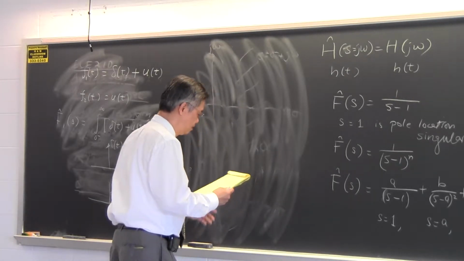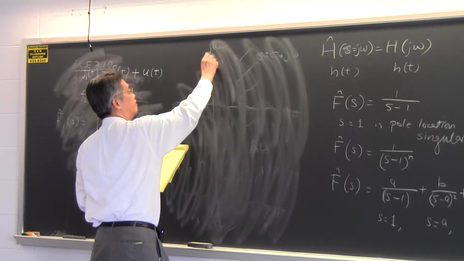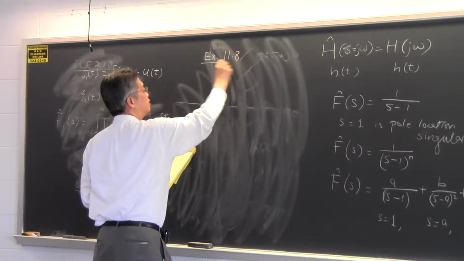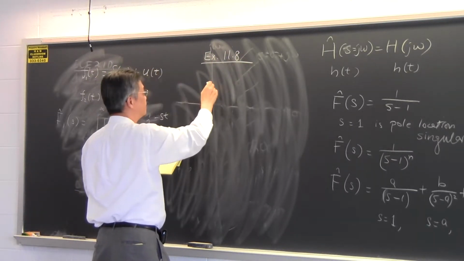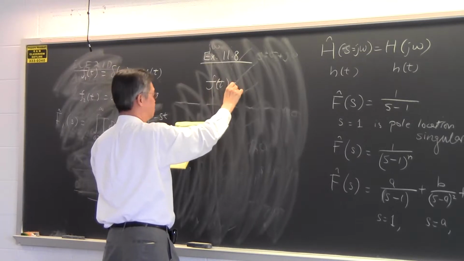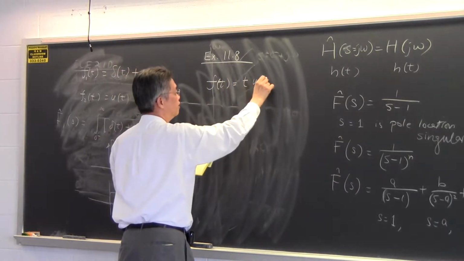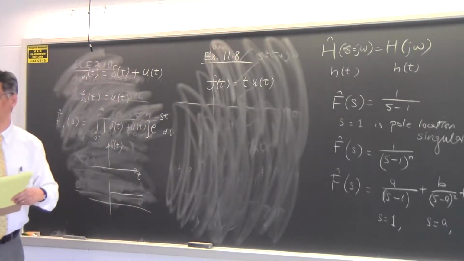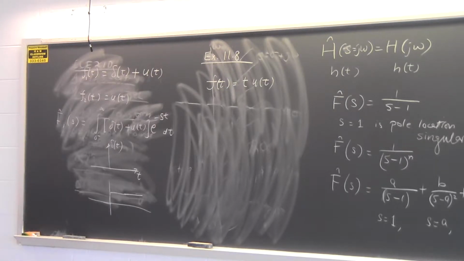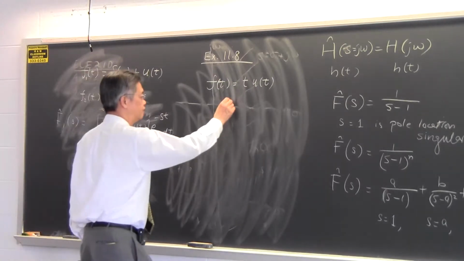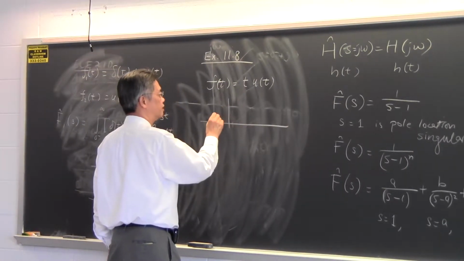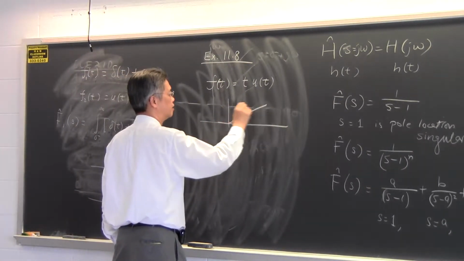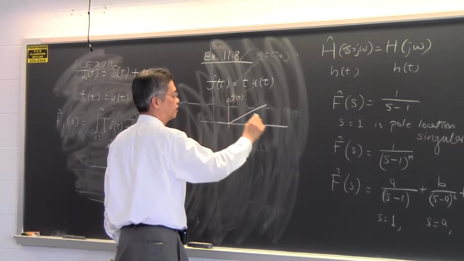So if I look at example 11.8, I am asked to find the Fourier or Laplace transform of this thing over here. This thing does not have a Fourier transform because it does not converge. It grows with time. However, you can define a Laplace transform because this thing looks something like this.